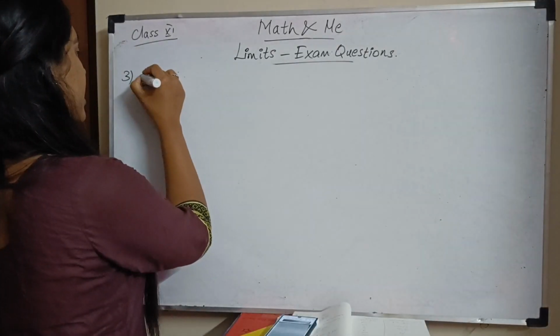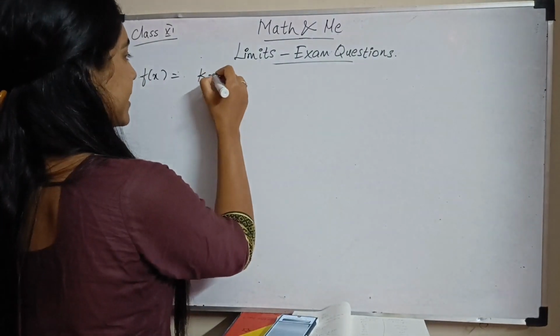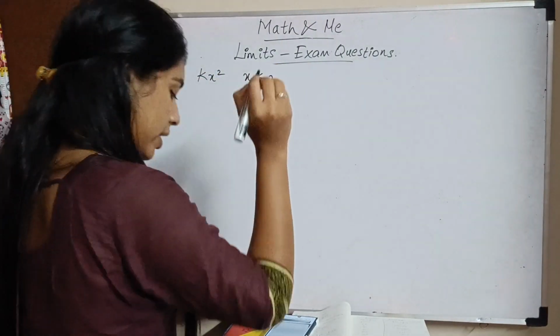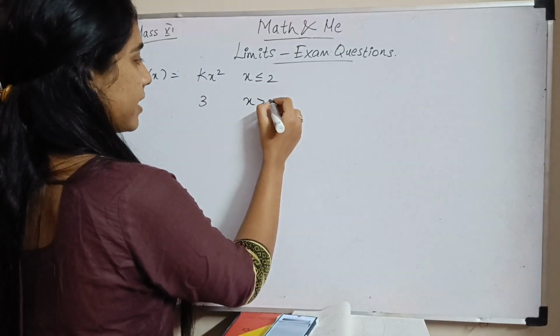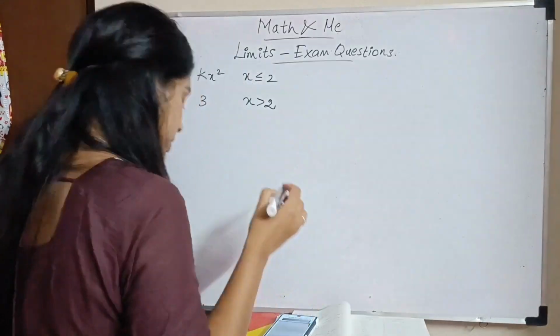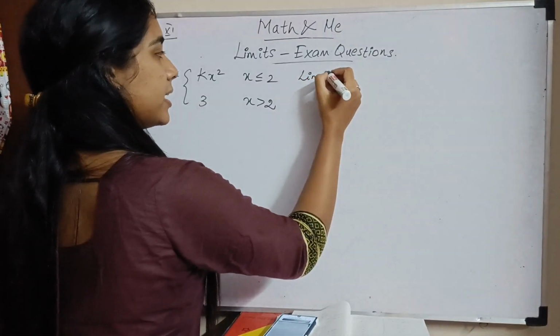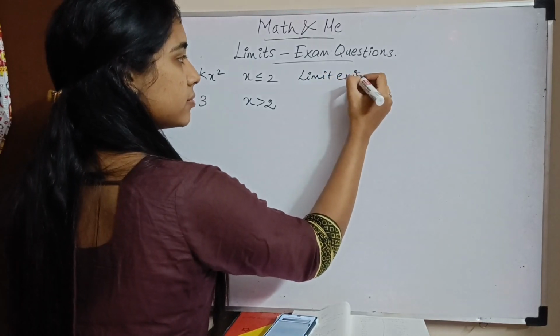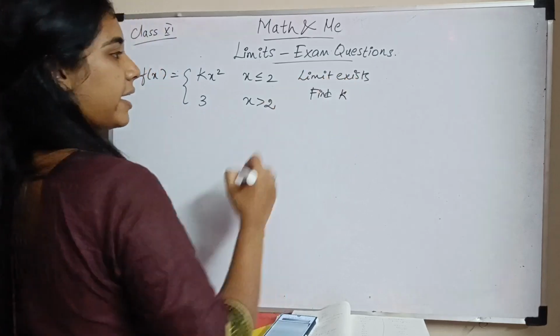Next question. f(x) is equal to kx² when x is less than or equal to 2, and 3 when x is greater than 2. They say the limit exists, find k.